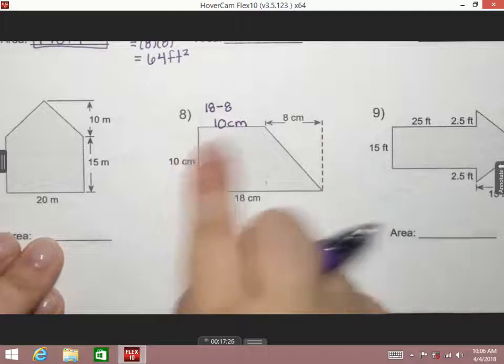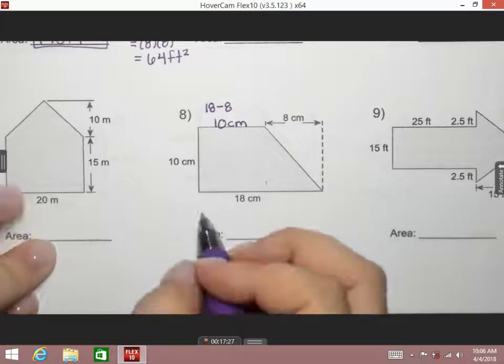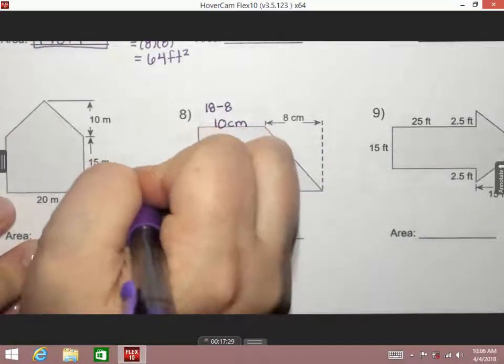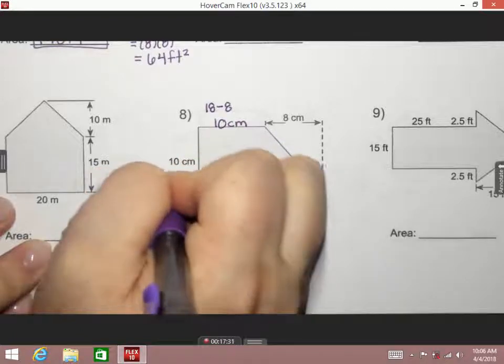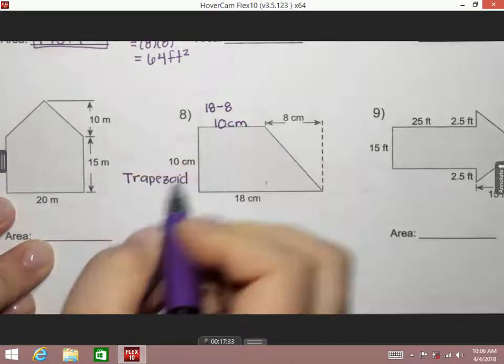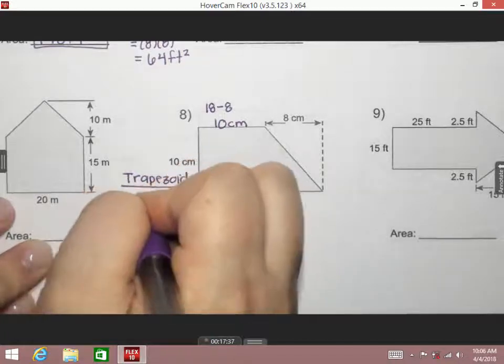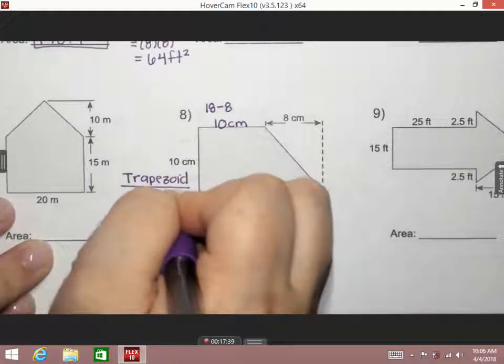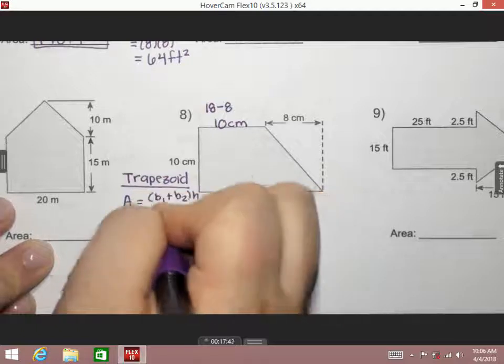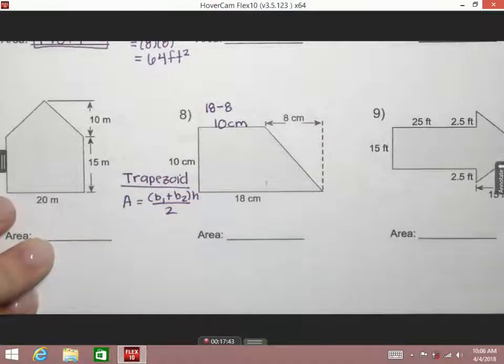So now we're going to do this area as a trapezoid because I promise you it's going to be shorter. If I just do this as a trapezoid, I'm going to write trapezoid so I know I'm not splitting it. For a trapezoid, my area formula is A equals B1 plus B2 times the height divided by 2.